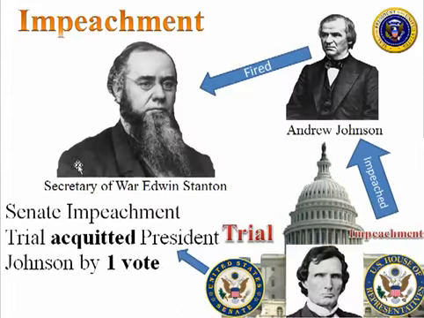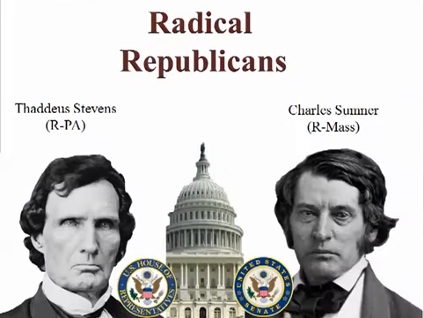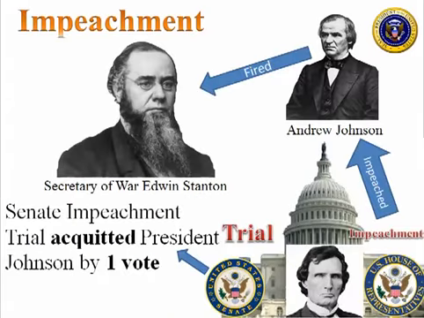He's going to fire this guy here, Secretary of War Edwin Stanton, who was actually nominated by President Abraham Lincoln and confirmed by the Senate. Under the law, Johnson could not fire him unless he got approval from the United States Senate, which would have meant getting approval from Charles Sumner and his radical Republicans. But instead, Andrew Johnson went ahead anyway and wanted to challenge this Tenure of Office Act.